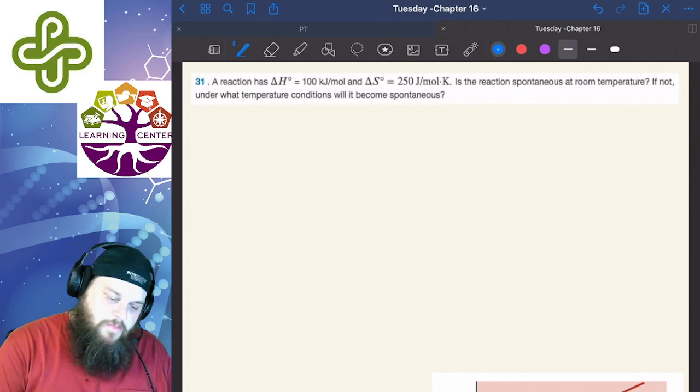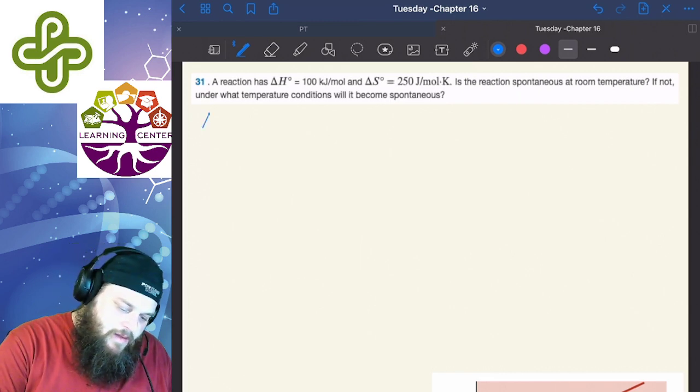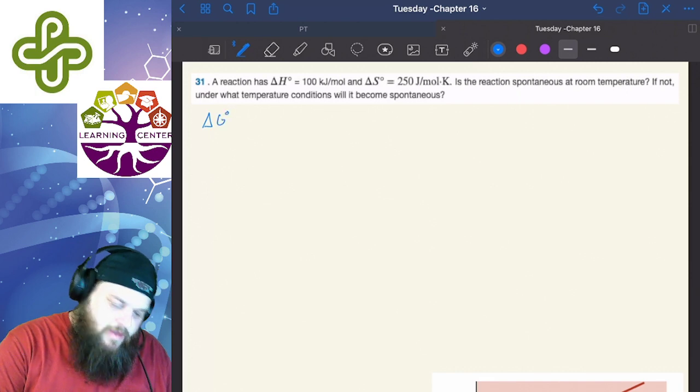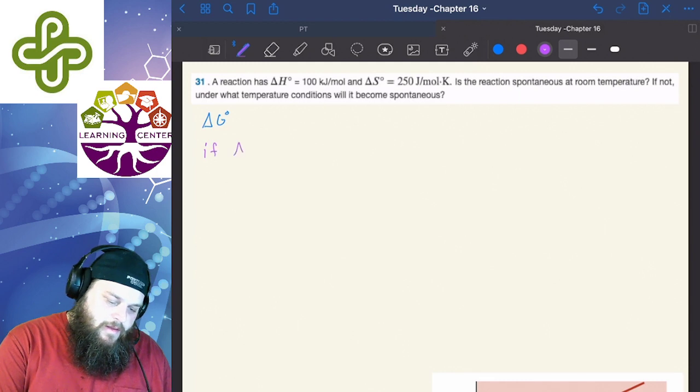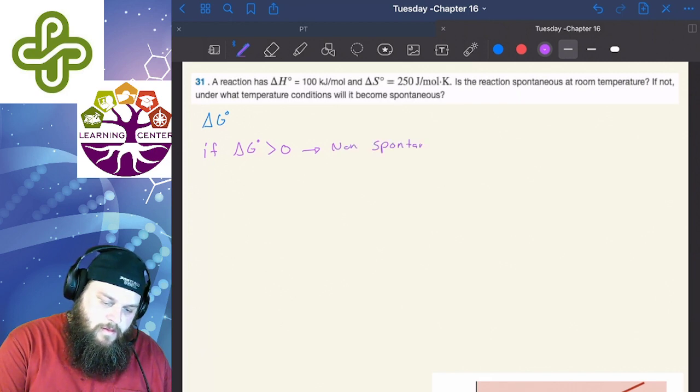So to find this out, we want to find that delta G. And there are a couple conditions there. If that delta G, or standard change in Gibbs free energy, is greater than 0, we're going to say that that is non-spontaneous. And if that delta G is less than 0, that makes it spontaneous.